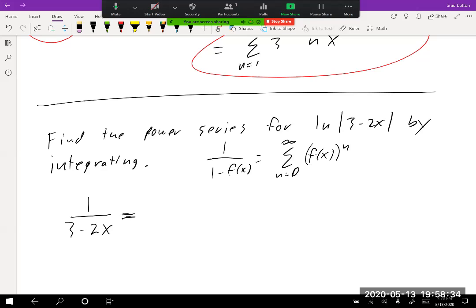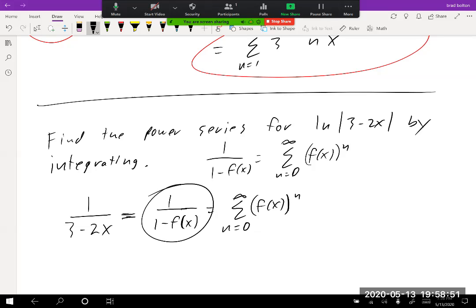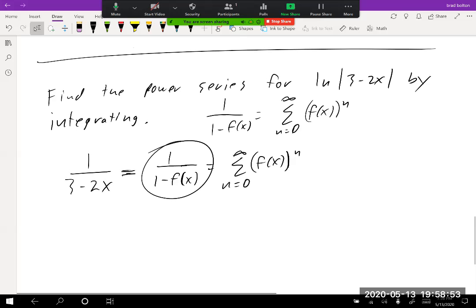So I'm going to find my power series representative for that. I need that to be 1 over 1 minus f of x, like that. So then I can do this, right? This is my goal. This is what I want to do because this is what I have to work with. I need that guy. So I'm going to have to do a little bit of quick manipulation.